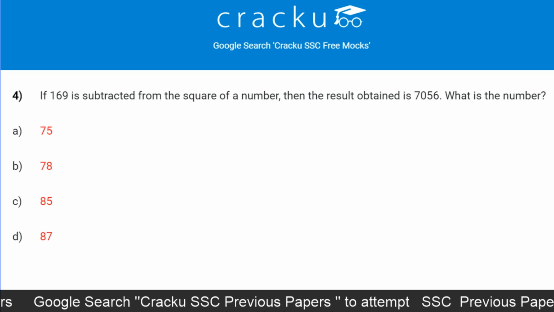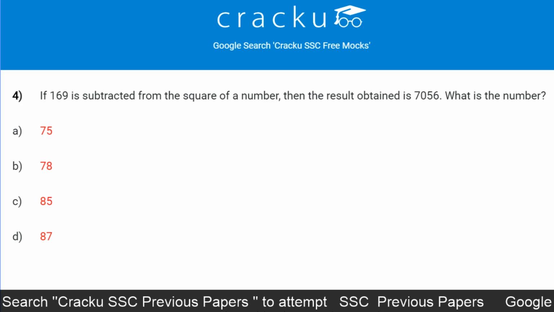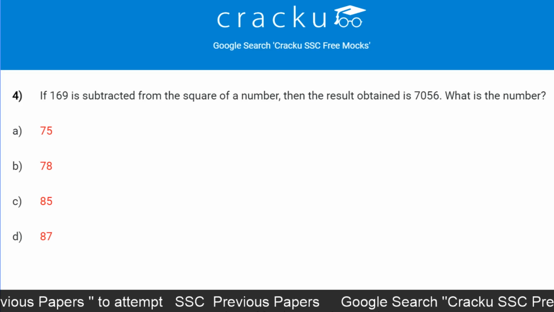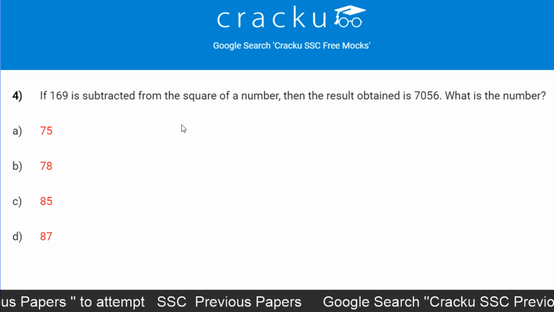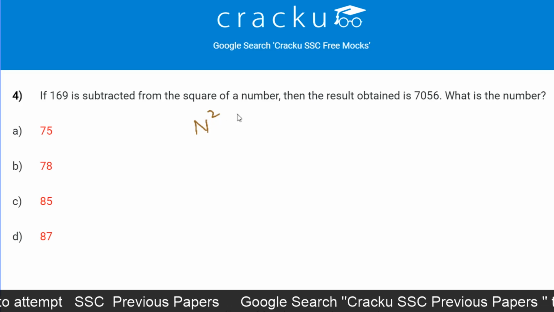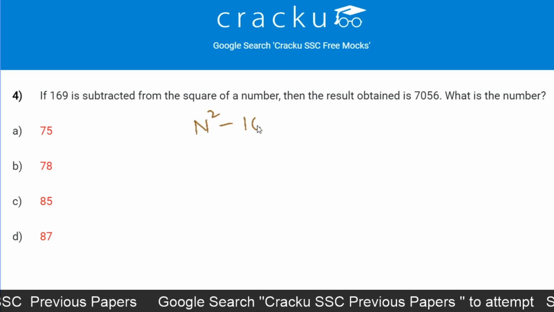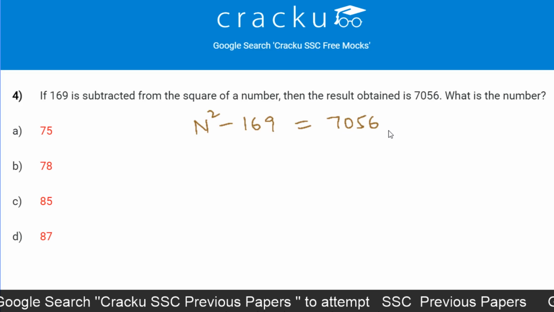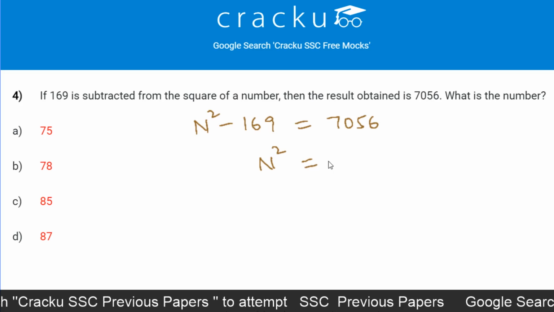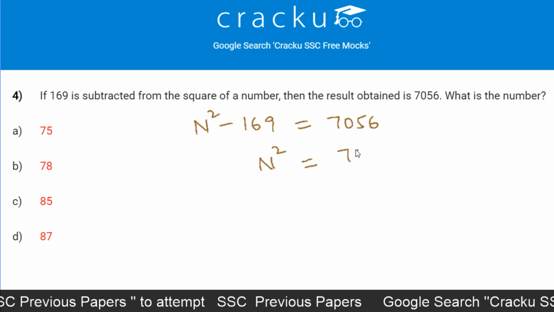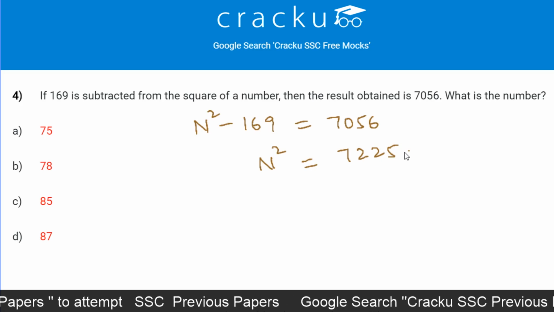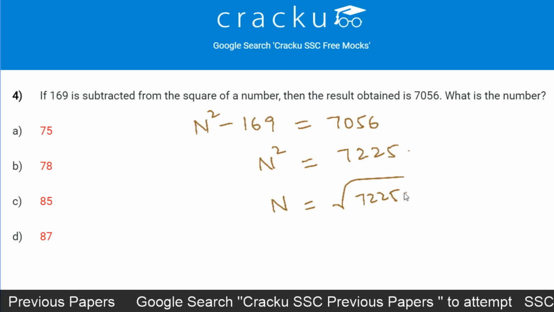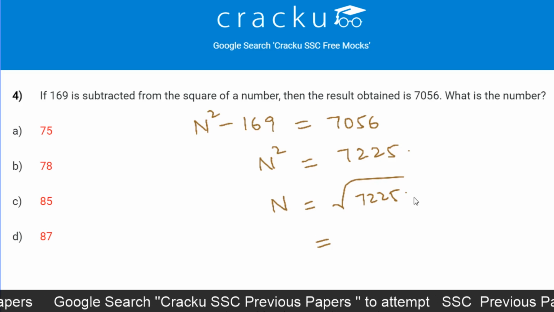If 169 is subtracted from the square of a number, then the result obtained is 7056. What is the number? Let the number be n. n square, 169 is subtracted from this, and this result is equivalent to 7056. Now if you take 169 to the other side, it's going to be 7225. n is square root of, so what is the square root of 7225?